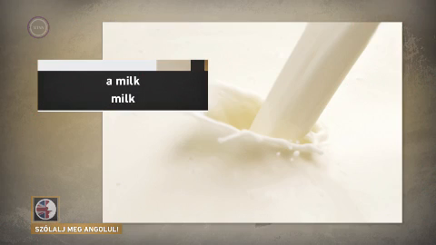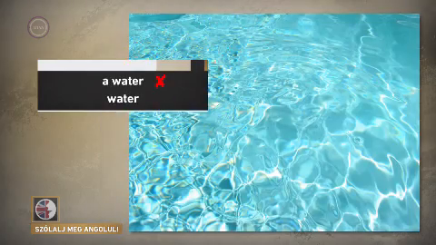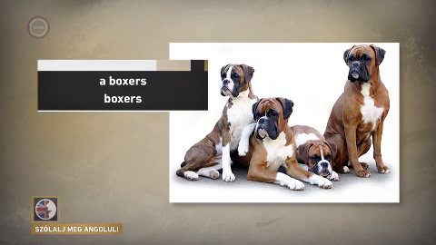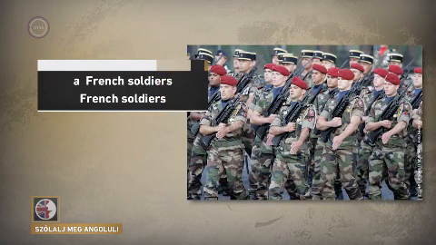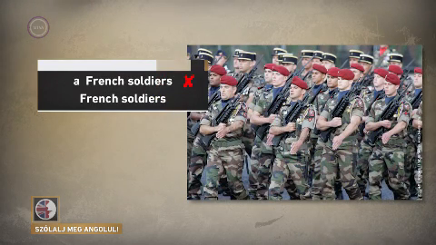Okay, so all those work, but these ones don't work. We can't use a and an with uncountable nouns. We can't count what is uncountable, can we? A milk, no. Milk. A water, no. Water. And just as we can't use a or an with uncountable nouns, because a and an mean one, we also can't use a and an with plural nouns. A boxers, no. Boxers. A French soldiers, no. French soldiers.